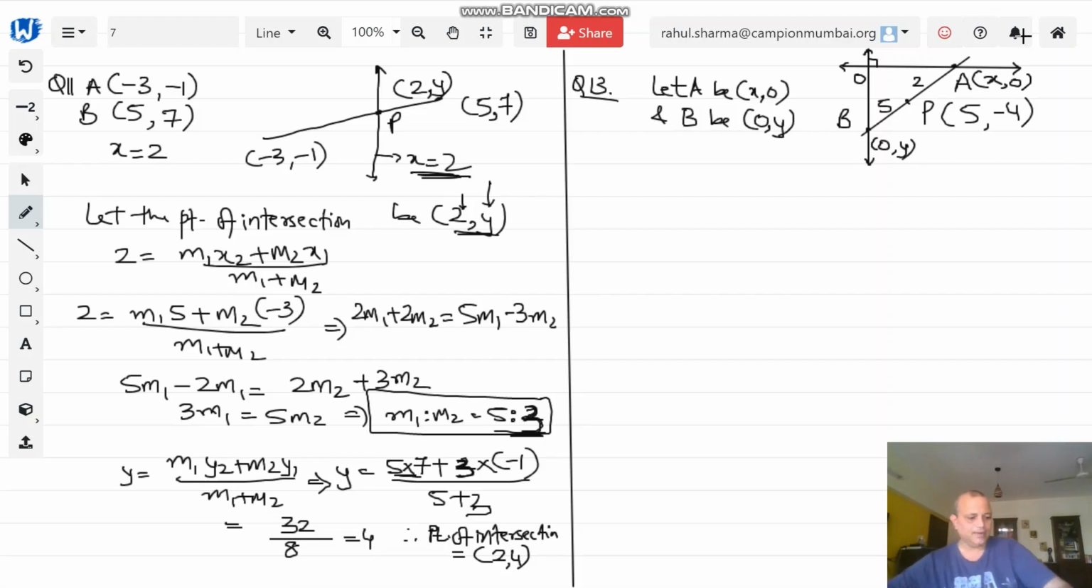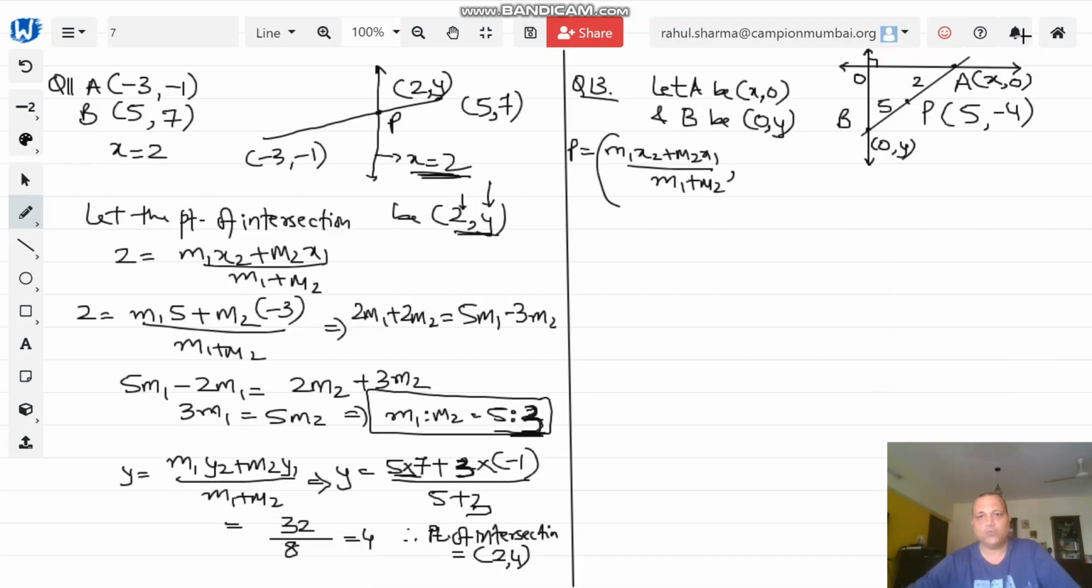Done. Next part, find the coordinates of A and B given AP is smaller than BP. So AP is obviously smaller, that's why we've taken it as 2 is to 5. So I know P is equal to (m1x2 plus m2x1) upon (m1 plus m2).